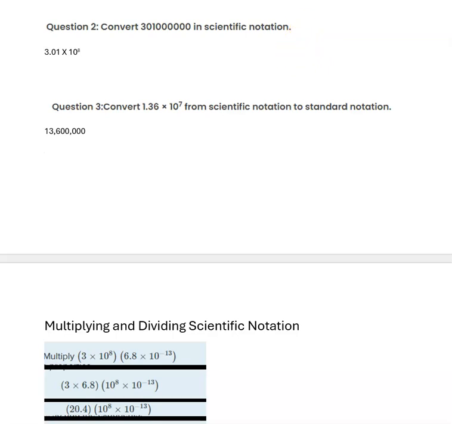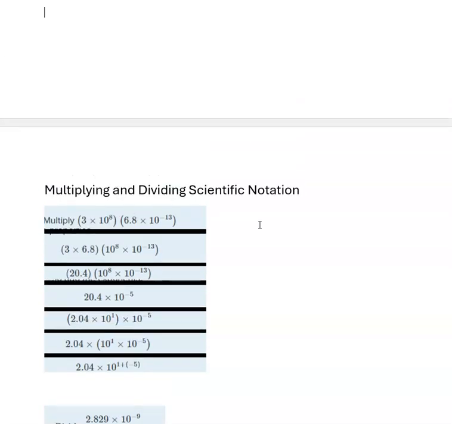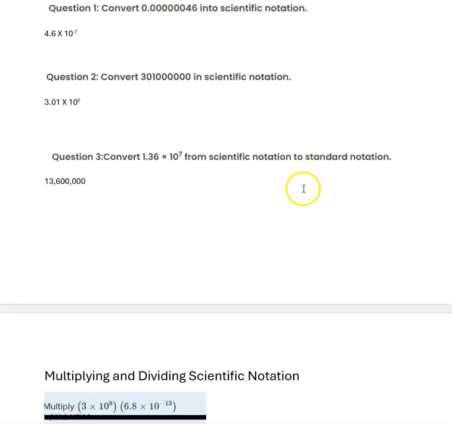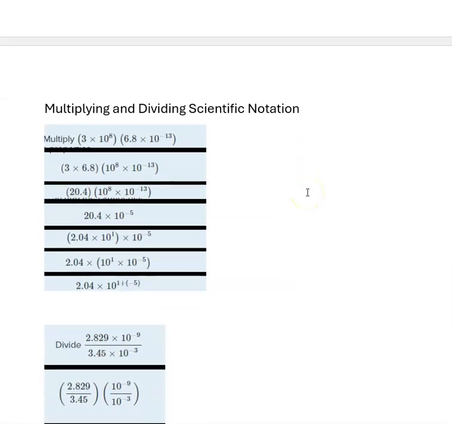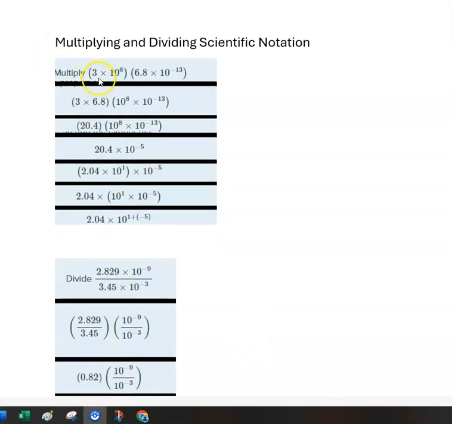Okay, so now we're going to talk about some multiplying and dividing scientific notation. So I'm going to bring my box. Oh, I lost my box. Okay. So, forgive me, this is a little bit wonky looking. But you might have an equation that says multiply these two things. 3.7 times 10 to the 8th times 6.8 times 10 to the negative 13th. These parentheses, it's understood that you're multiplying them.